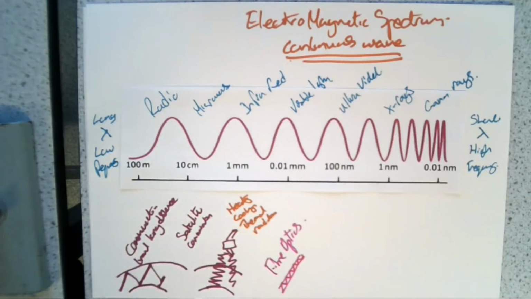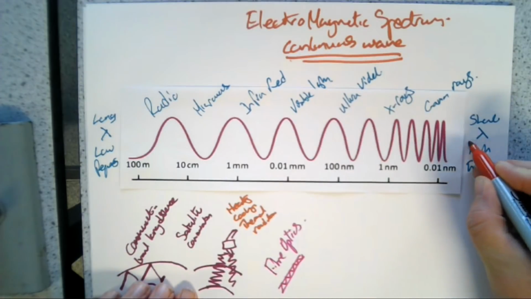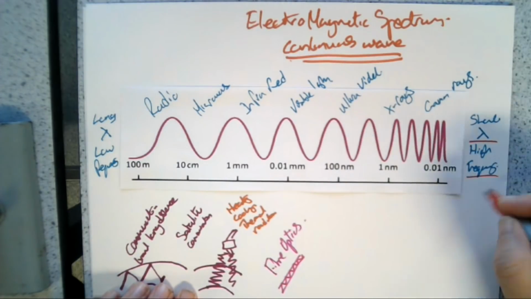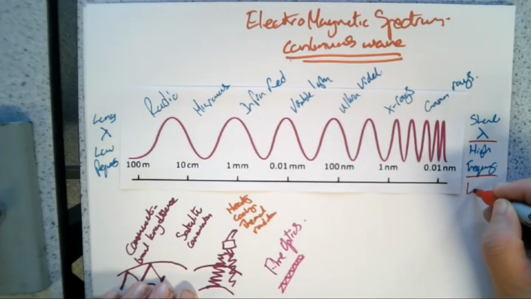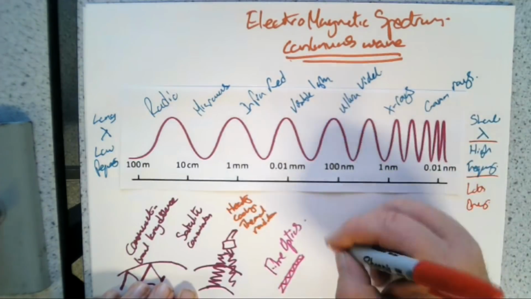We then have ultraviolet. Now I'm going to do the next ones in red because all of the next ones are dangerous because they have that short wavelength and that high frequency. It means they've got lots of energy. So ultraviolet, sun tanning.